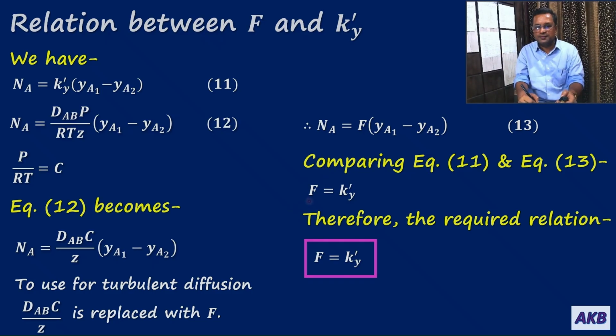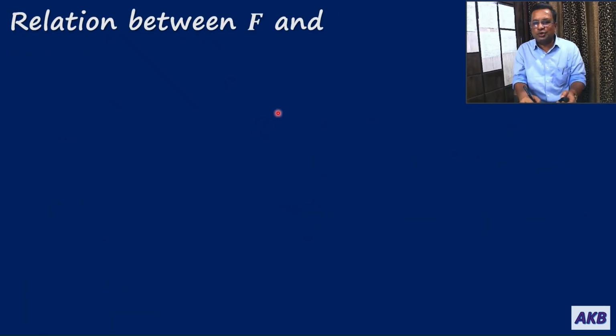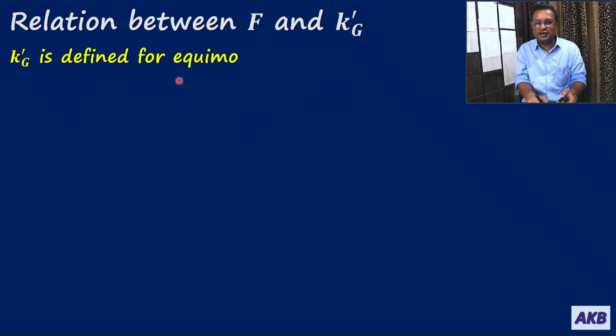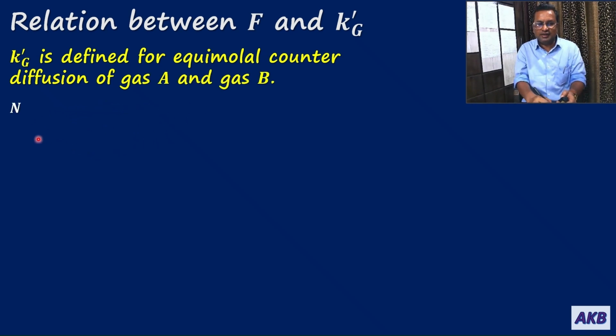Let us move ahead. Now let us get the relation between F and K dash G. We know K dash G is defined for equimolal counter diffusion of gas A and gas B, and it is given by this equation: Na is equal to K dash G into Pa1 minus Pa2, and I am going to call this equation 14.